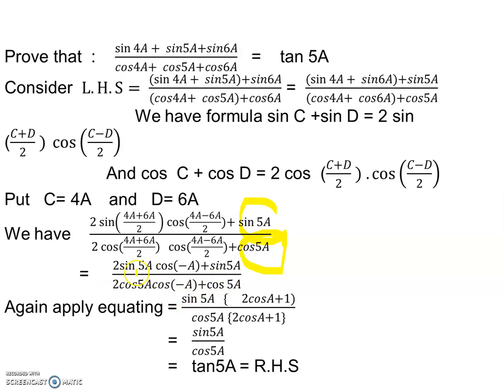So we have 2 sin 5A cos A. What is cos(minus A)? Cos of minus theta is cos theta. So we take sin 5A common from the numerator. What is remaining? 2 cos A plus 1. In the denominator we take cos 5A common, 2 cos A plus 1. The common term gets cancelled. Sin 5A upon cos 5A, which is exactly tan 5A, since sin upon cos is tan.